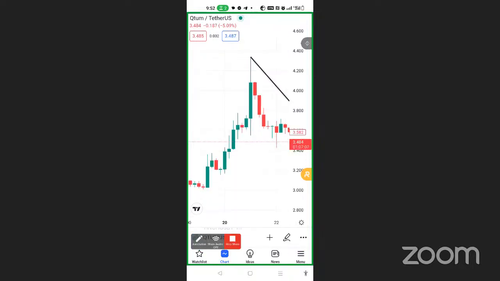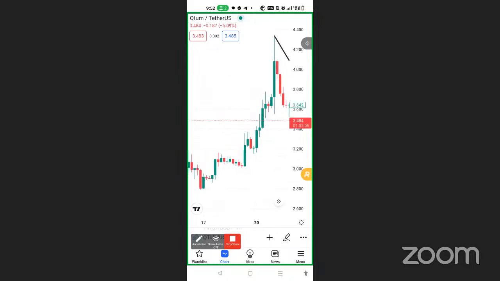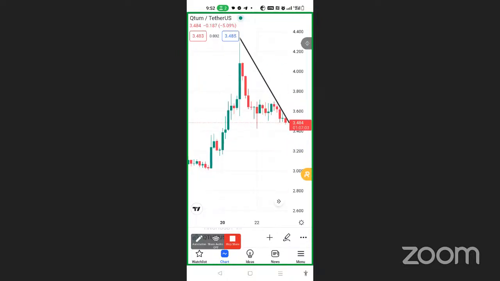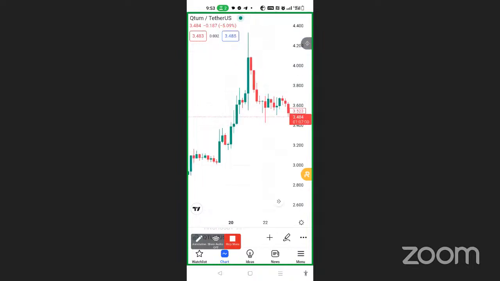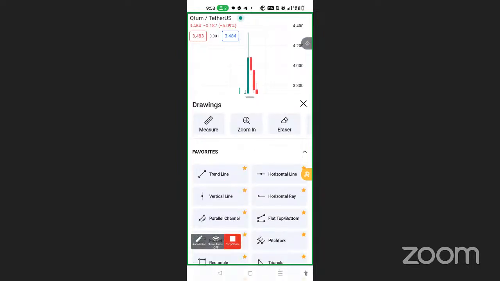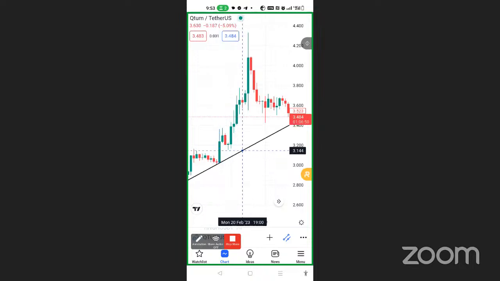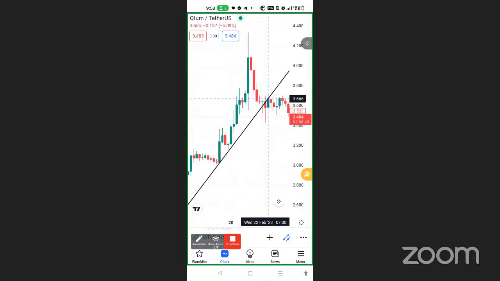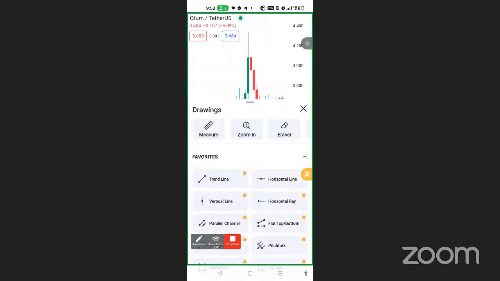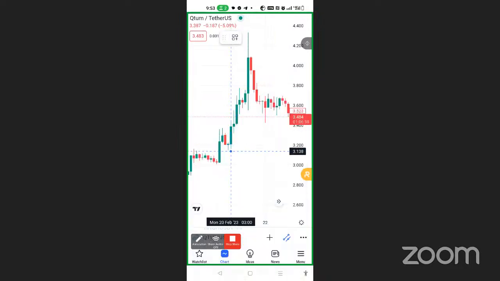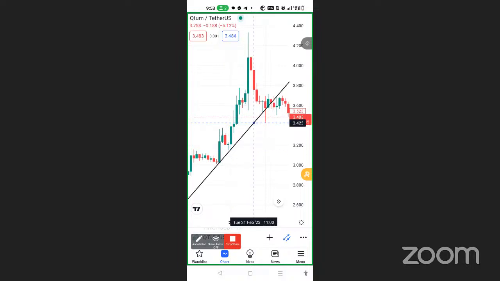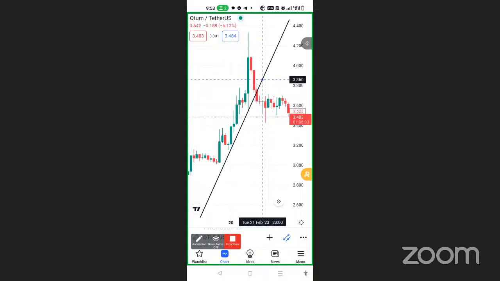Okay, let me just come here. For example, let me draw a parallel channel here for you guys. We talked about it. So if I pick my parallel channel here and I look for a swing low, let me take this and stretch it like this. Maybe this was an uptrend before, and maybe I checked it from here, stretched it to this point here.